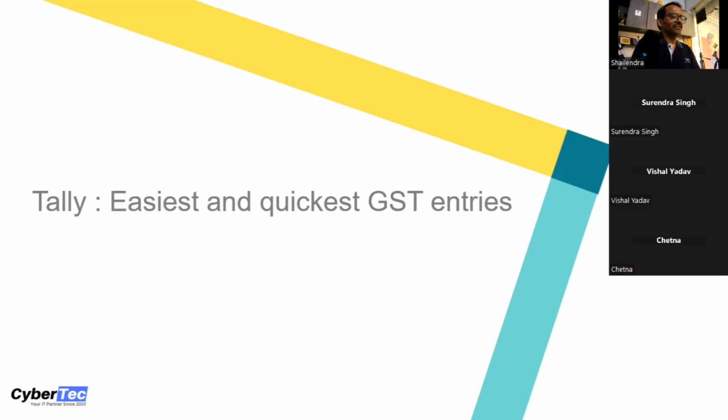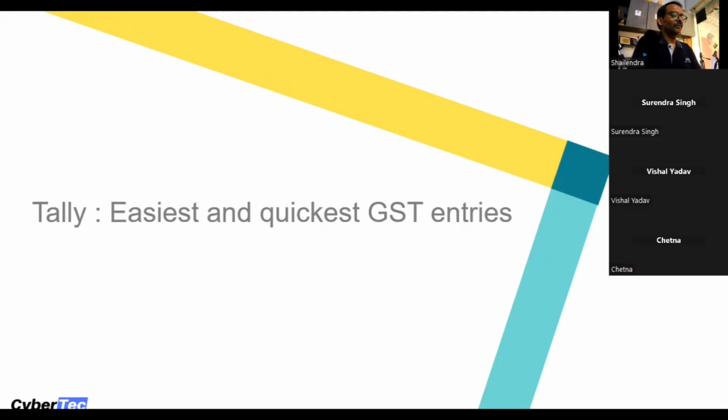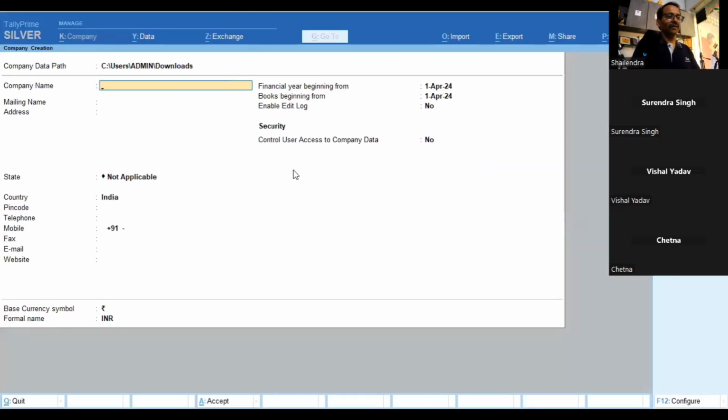So let's start with our Tally. I'm going to share my Tally screen with you. I hope my screen is visible. And let's start the session on how we can quickly do GST entries in Tally. So to do the GST entries, I have started a new company. So I'm creating a new company. For example, our company, I'm making a new company.